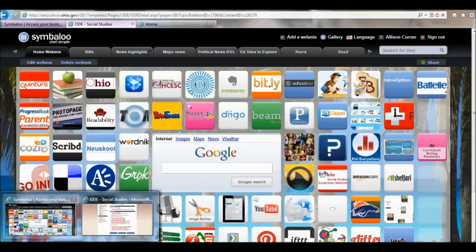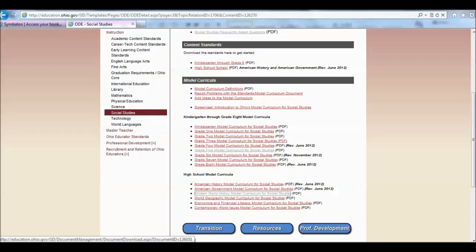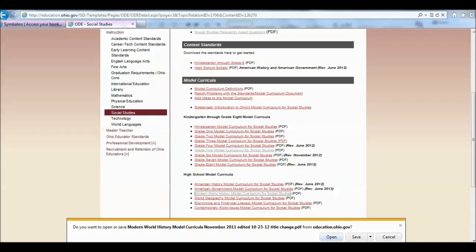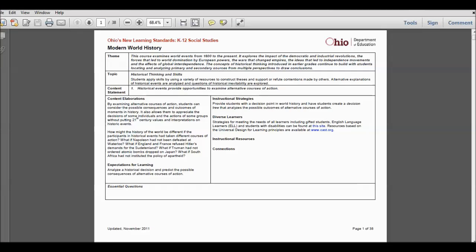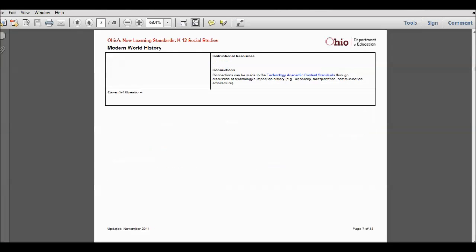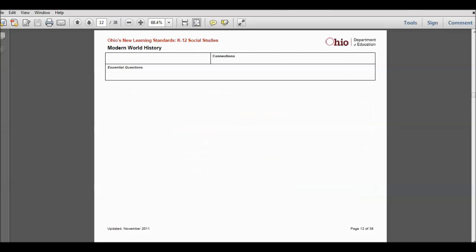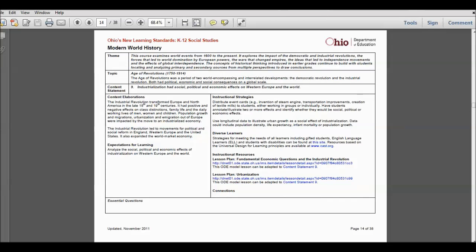So you're going to go to your standards, and I'm going to go to ODE, and I'm going to grab a modern world history example because that's what I know. And let's scroll down and find one that we can use that's a brief one. Let's go here to Content Statement 9. Content Statement 9 for Modern World History is about industrialization. And they have essential knowledge in those social studies model curriculum that are called content statements, as they do in science.